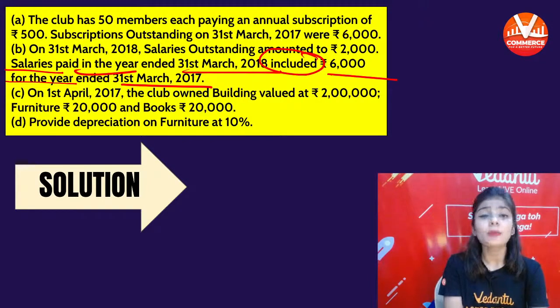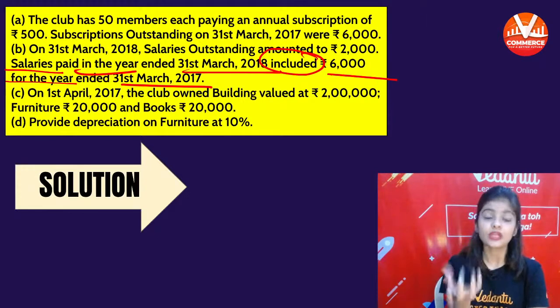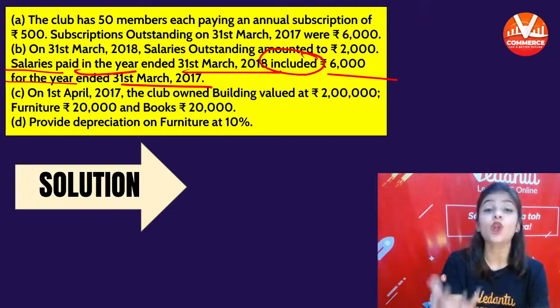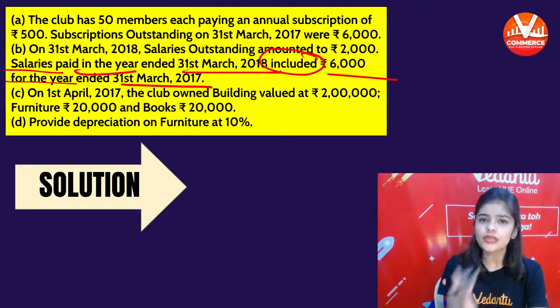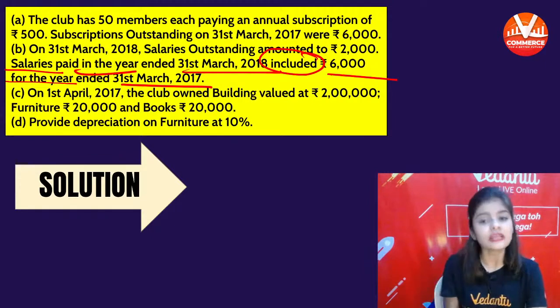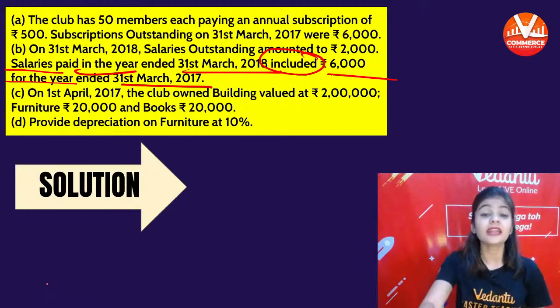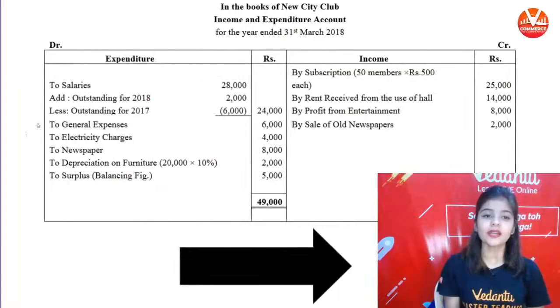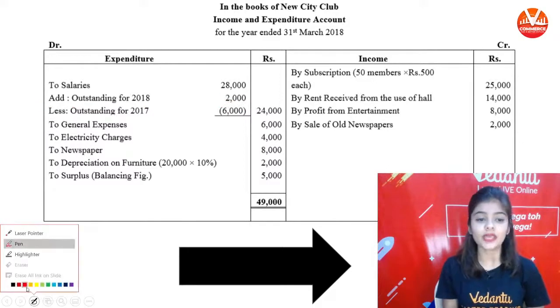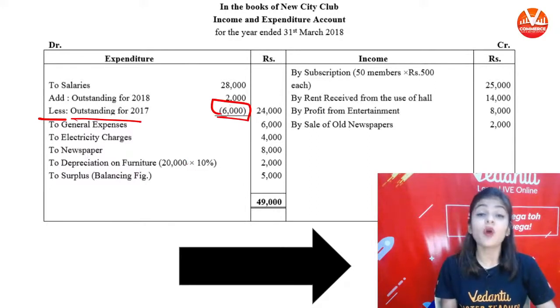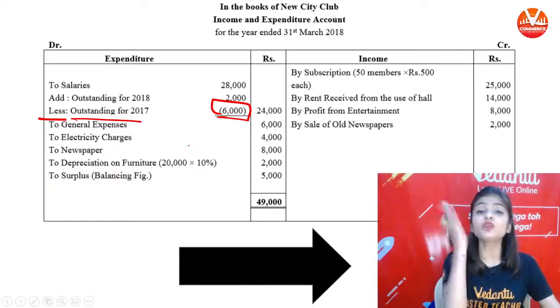Current year की सैलरी जो आपने पे करी है, it is including 6,000 for the previous year. करंट ईयर में आपने 6,000 फॉर द प्रीवियस ईयर पे किया है. It belongs to the previous year. तो ये इस ईयर का नहीं है, ये किस ईयर का है? प्रीवियस ईयर का. Because it is related to previous year, you will subtract it from the salary. As it is related to previous year, not current year, आप इसको माइनस कर दोगे. You will subtract outstanding for previous year 6,000. इसको माइनस कर देंगे because it is related to previous year.